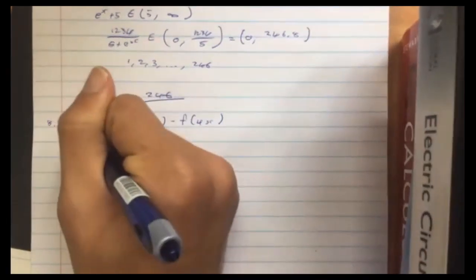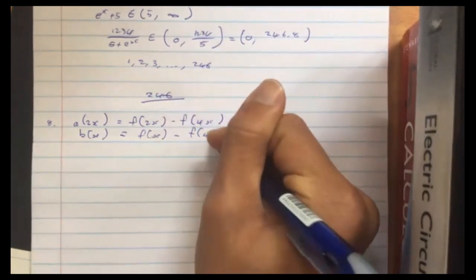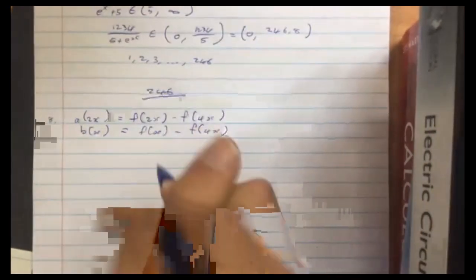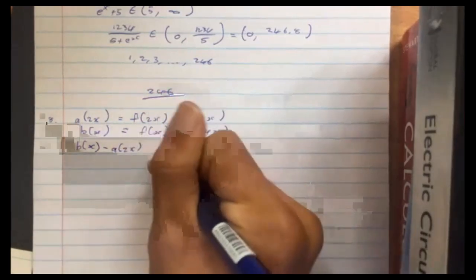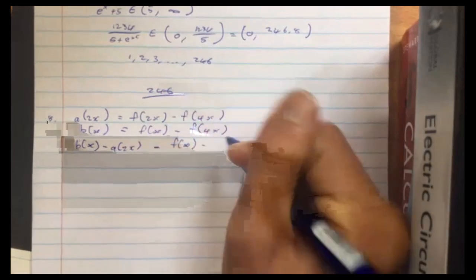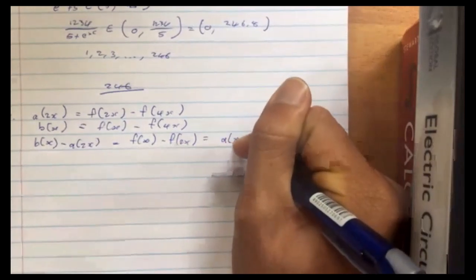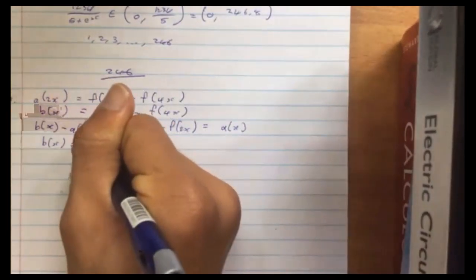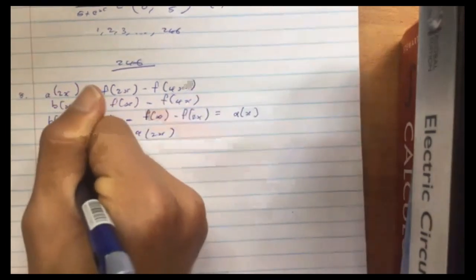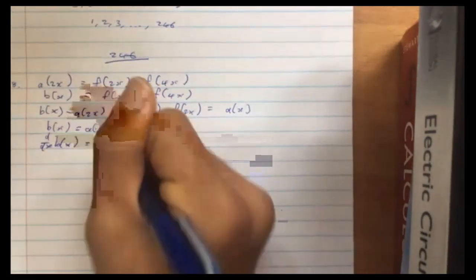And we were given that b of x is f of x minus f of 4x. So if we take the difference between these two things, we get that b of x minus a of 2x is f of x minus f of 2x, which is just a of x by definition. So b of x is a of x plus a of 2x. So now if we take the derivative of b with respect to x, we can just take the derivatives over here and use the chain rule.